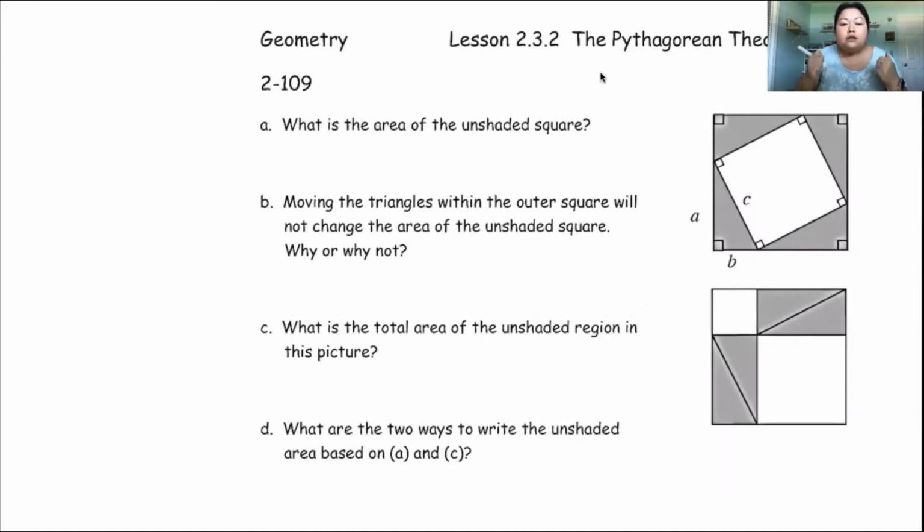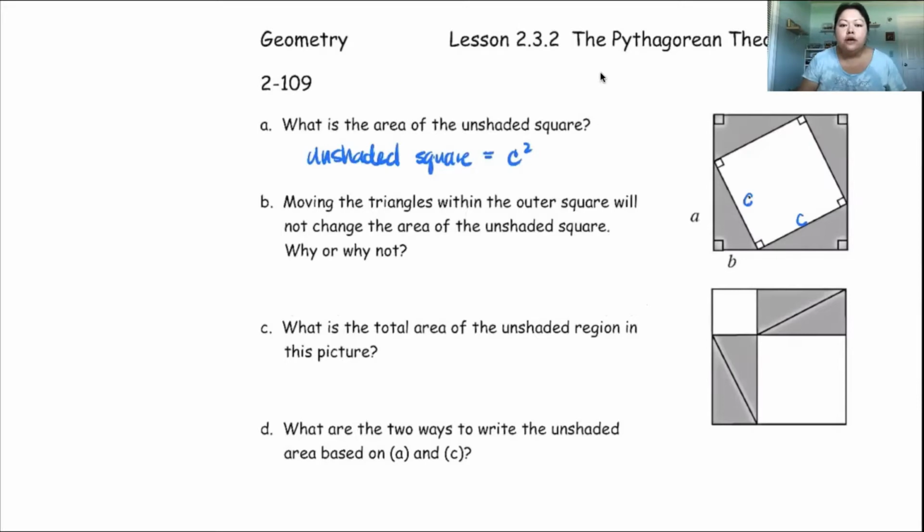Okay, so let's follow the first question. What is the area of the unshaded square? It's asking you for this square right here, right? So looking at the picture, you see that one side is C, and because we know it's a square, the other side must be C. So the unshaded part must be C squared, right? C times C, base times height, is going to be C squared.